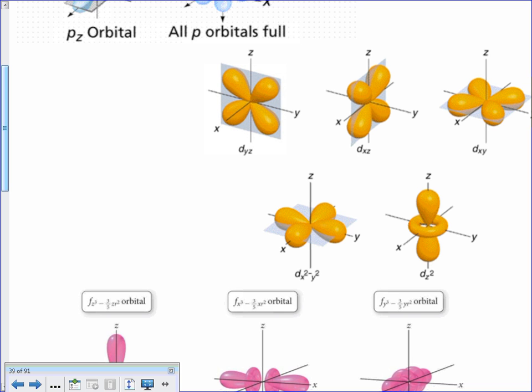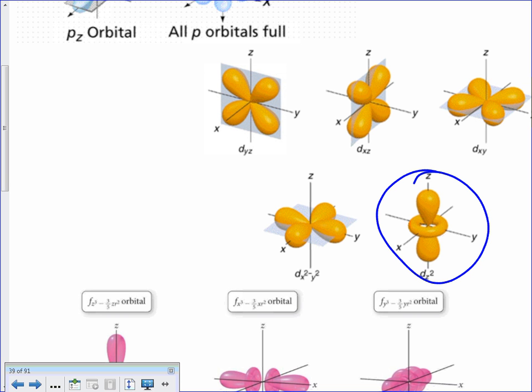Z squared, which has a donut. Okay, don't know how, but it has a donut. And then x squared minus y squared. But if you see any designation like that, it's talking about a single orbital, because there are 5 different orientated orbitals in the d sublevel. So when it says 3dz2, how many orbitals is it referring to? Just one. It's talking about that orbital.